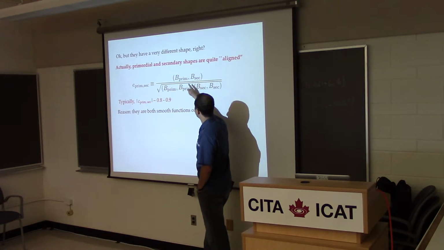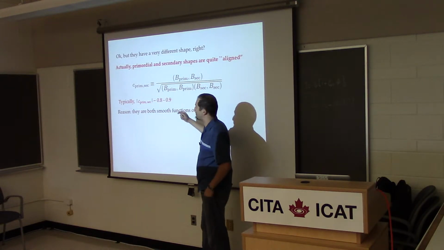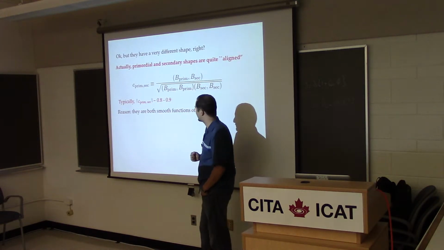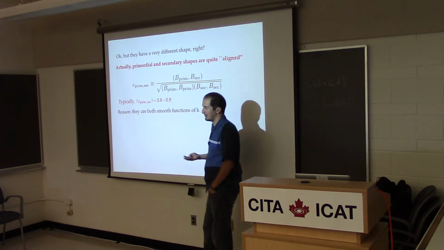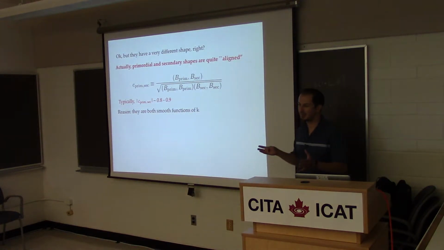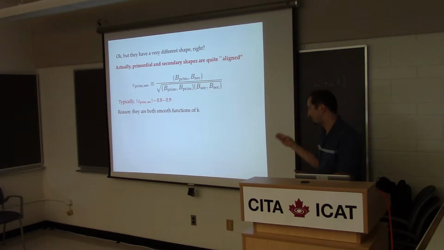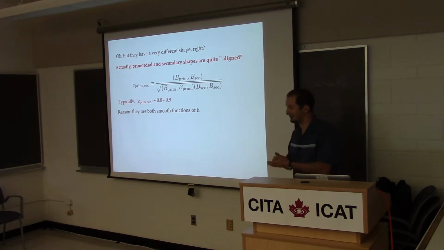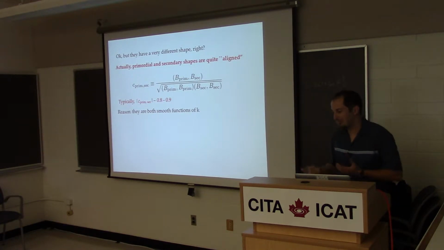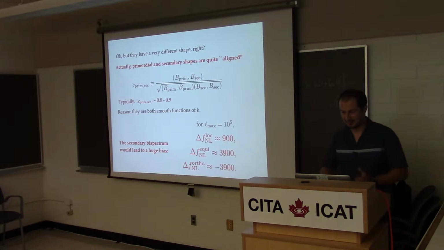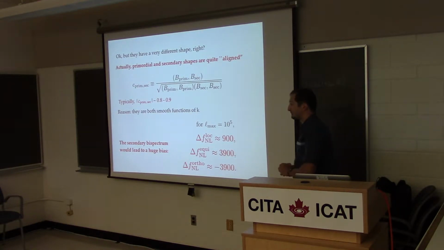So if you ask what is the cosine of the angle between the primary and the secondary bispectra, this is typically between 0.8 and 0.9. So these two bispectra are actually very aligned. And the reason is that they're both very smooth functions of the wave number. So if you take very smooth functions, you can try it, take two power laws, different power laws, and you take their product, integrate, you will get some order unity alignment.